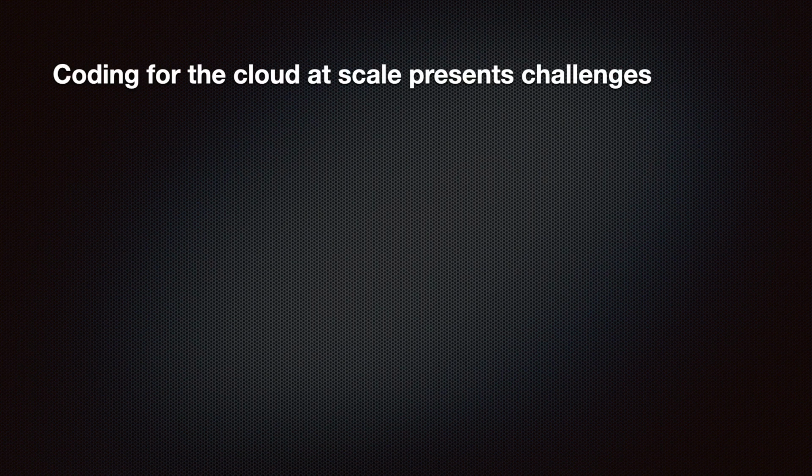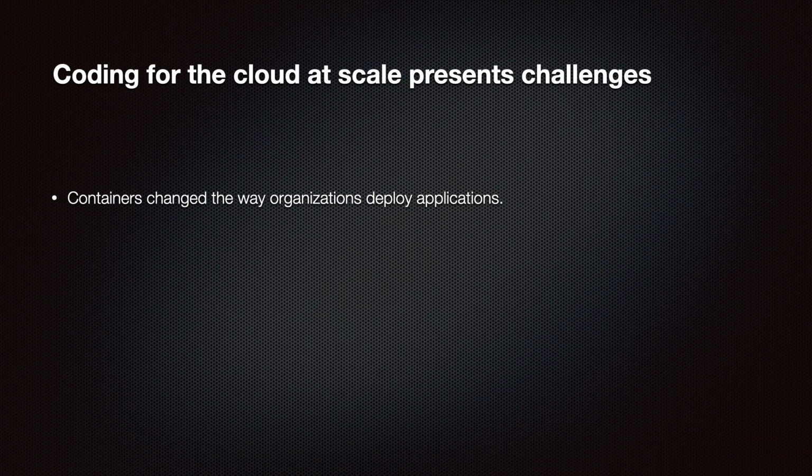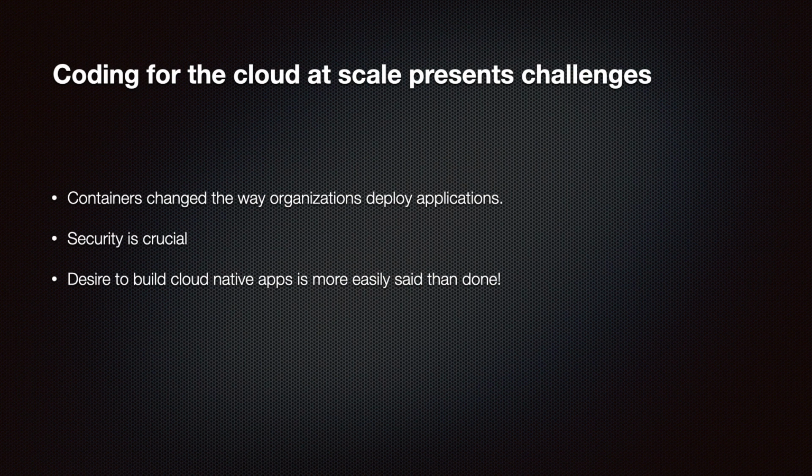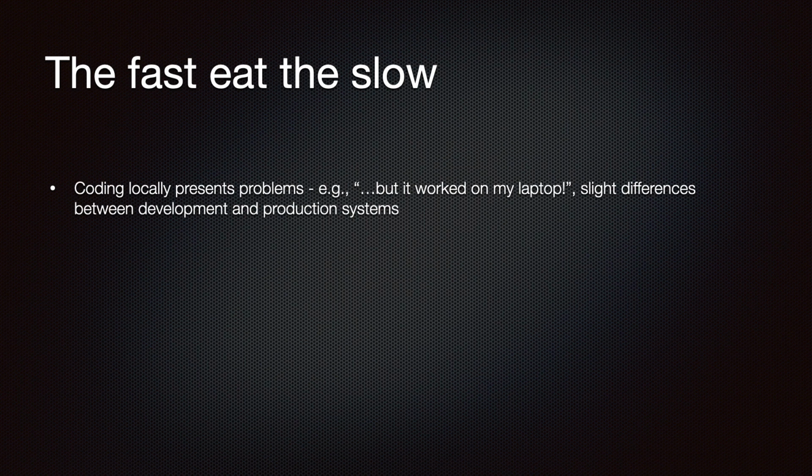Well, we know that coding for the cloud is challenging. Sure, containers change the way that organizations deploy their apps, but how are they addressing security concerns? Sure, code for the cloud sounds easy, but like so many things in life, it's more easily said than done. And we know that in business, the fast eat the slow. If that were not the case, then there would probably be one company that controls everything. But the way startups and organizations move quickly is that they iterate fast.